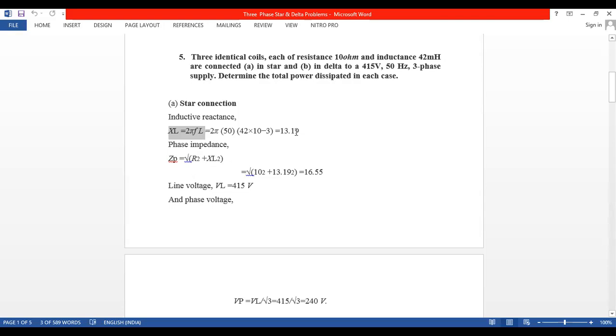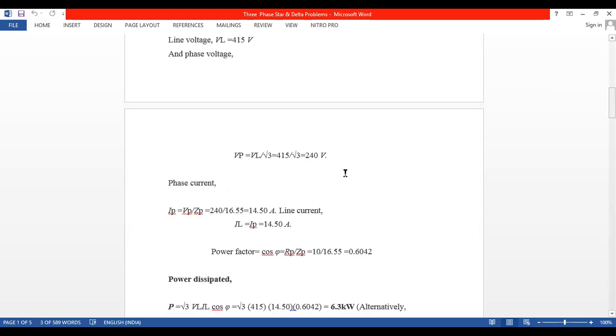The resistance is given as 10 ohms and the reactance we have calculated is 13.12, so root of 10 square plus 13.12 whole square, under root, is 16.55. Now in the problem they have given the line voltage as 415 volts, and phase voltage equals line voltage by root 3, 240, and phase current is phase voltage by impedance. For star connection, again line voltage equals line current equals phase current, and we get the same answer.